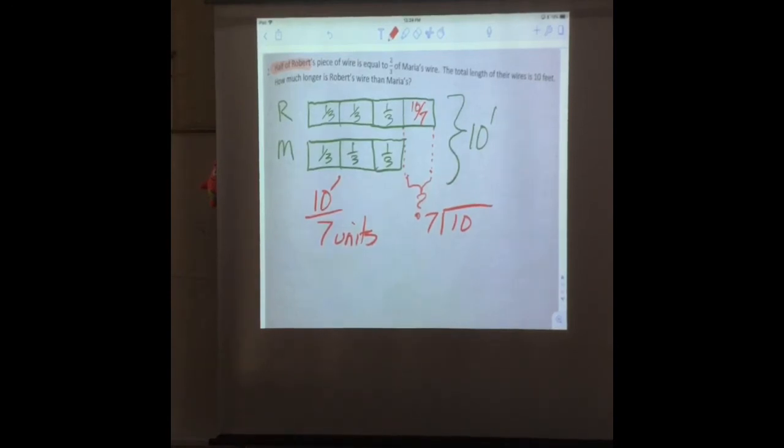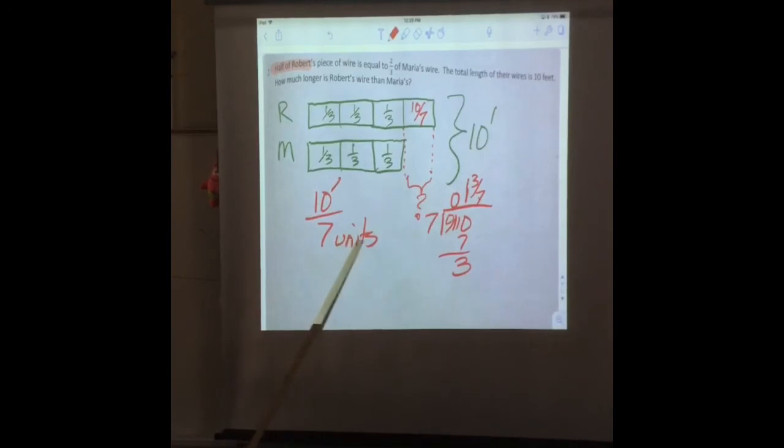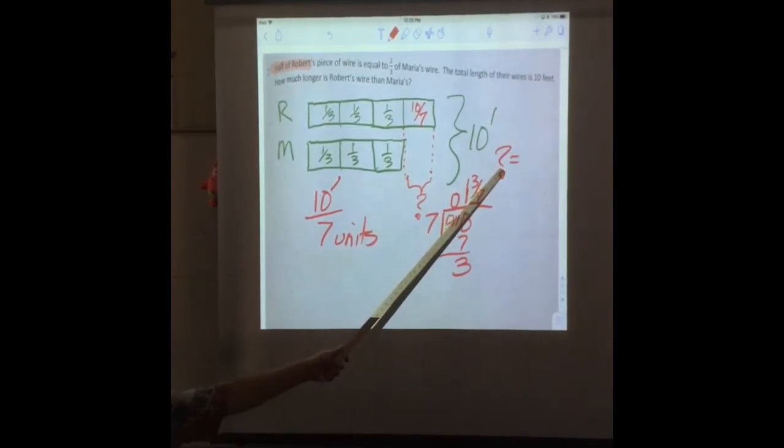7 on the outside. How many 7s are in 1? 0. How many 7s are in 10? 1. We have to borrow. Make it 3. So this would be 1 and 3/7, because the 3 is our remainder. That goes on top. And our 7 is our units, right? So it's 1 foot and 3/7 right here, and it equals 1 and 3/7.